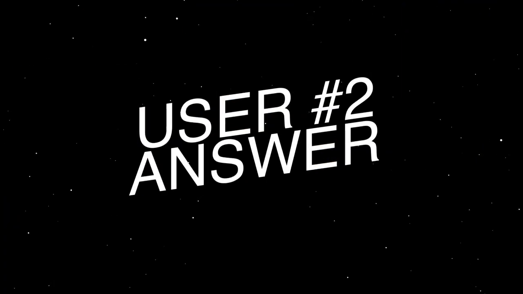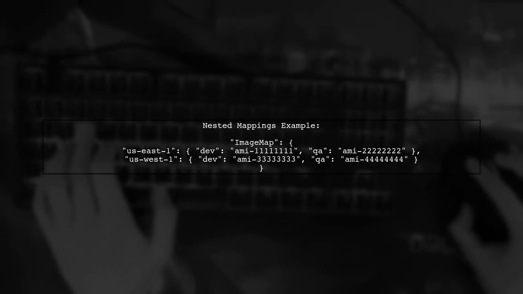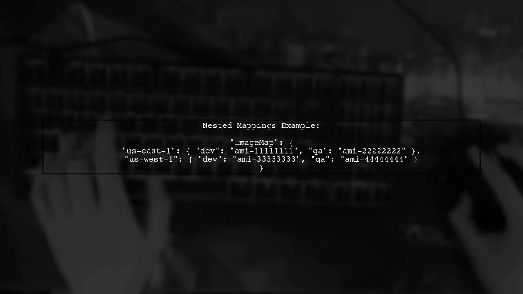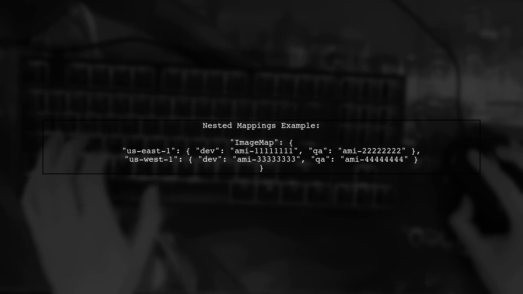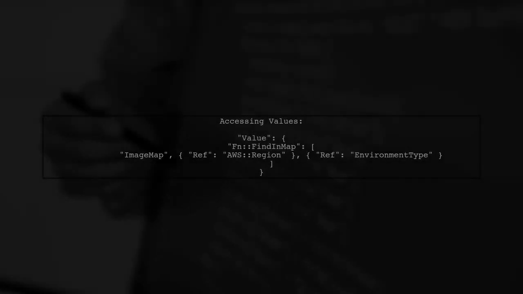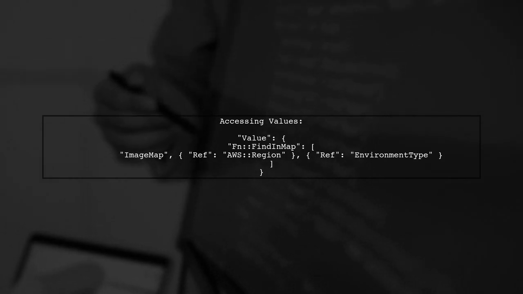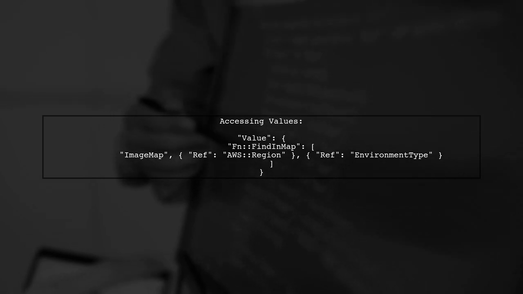Let's now look at another user-suggested answer. Yes, you can have nested mappings in CloudFormation. For example, you can create a mapping called ImageMap that includes different AMIs for various regions and environments. To access these values, you can use the Fn::FindInMap function, referencing the region and environment type.